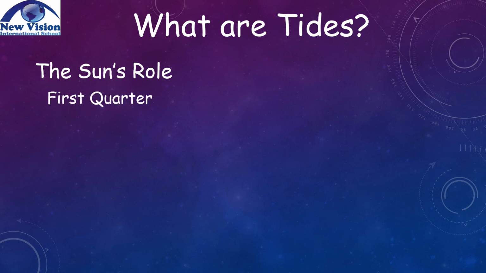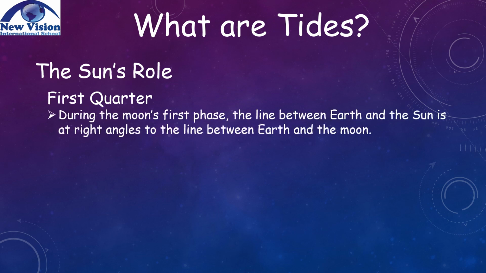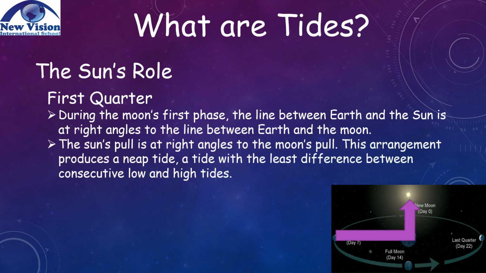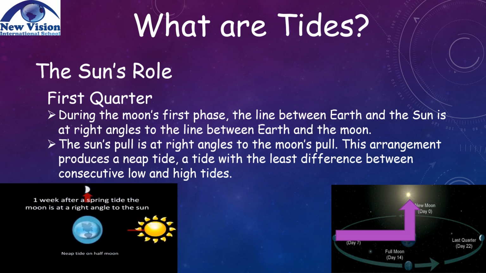First quarter. The first quarter moon is a primary moon phase when we can see exactly half of the moon's surface illuminated. So during the moon's first phase, the line between Earth and the Sun is at right angles to the line between Earth and the Moon. Okay, they form a right angle. The Sun's pull is at right angles to the Moon's pull. This arrangement produces a neap tide.